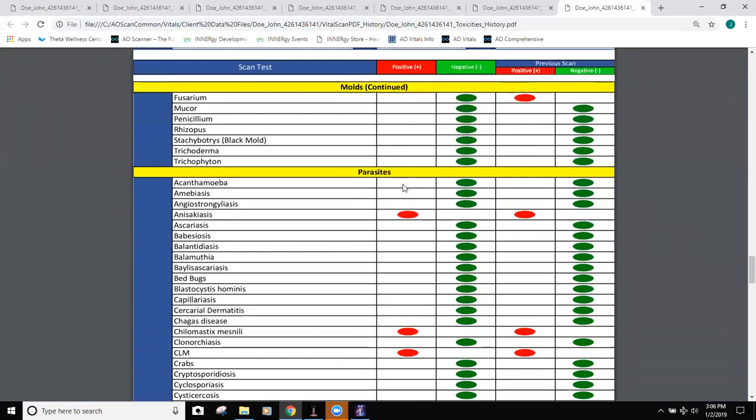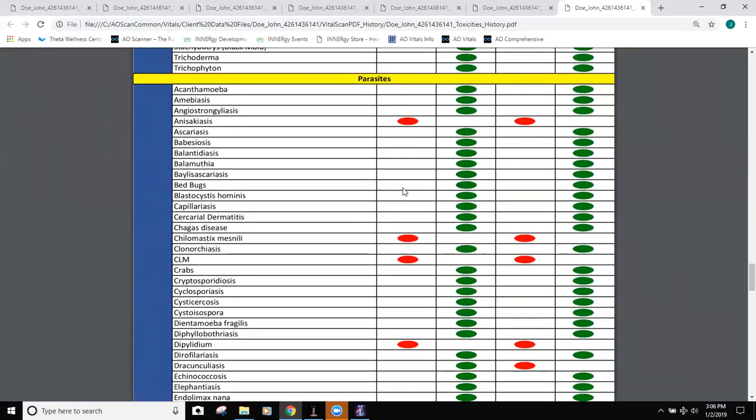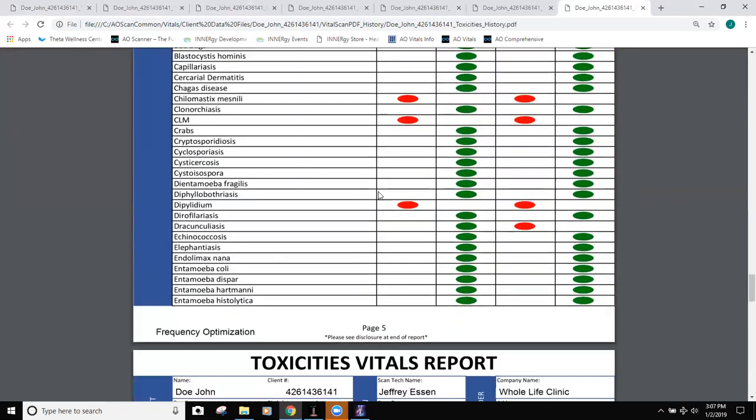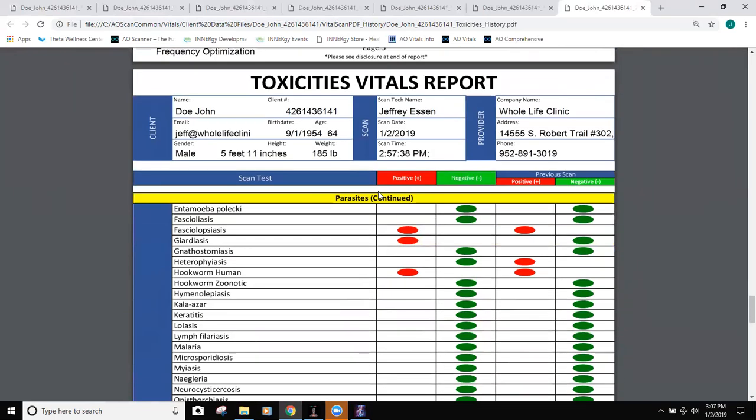Molds, parasites, there's a few here. Usually with parasites, what I try to do is categorize this into either single cell, protozoic or amoebic parasites, or those things that are larger than microscopic. So as you go along, there's a few parasites.